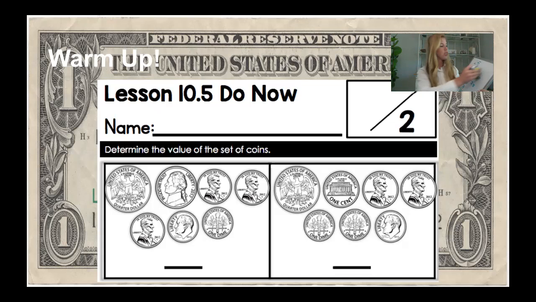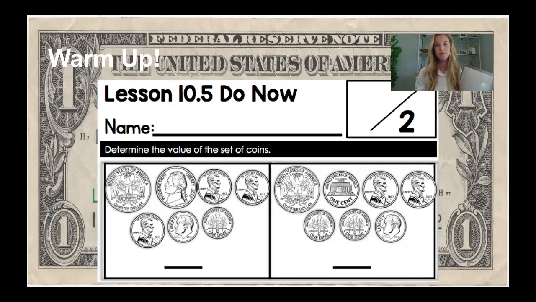So please make sure that you got the correct answer. If not, check out where you went wrong. Did you make a mistake with counting the coins? Did you skip a coin? Did you make a mistake with the value of the coins? Or was it with your addition? It's very important to find where you made that mistake so you can learn from it and try not to make it again.